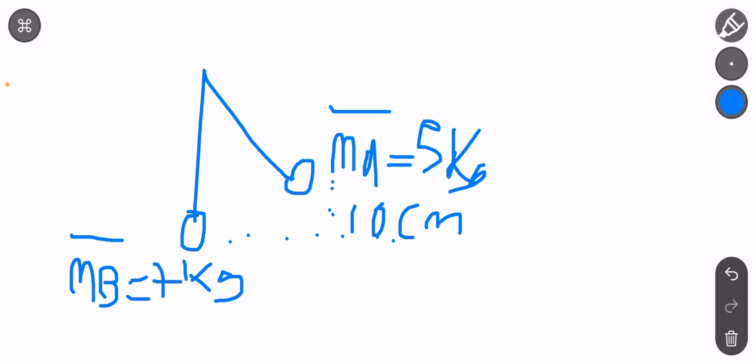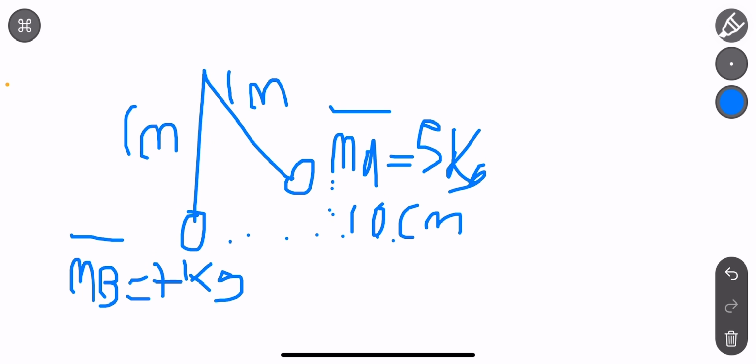The strings are both 1 meter long. So this is 1 meter, 1 meter. The upper ball has a mass of 5 kilograms and is initially 10 centimeters higher than the lower ball, which has a mass of 7 kilograms. Find the frequency and maximum angular displacement of the motion after the collision.